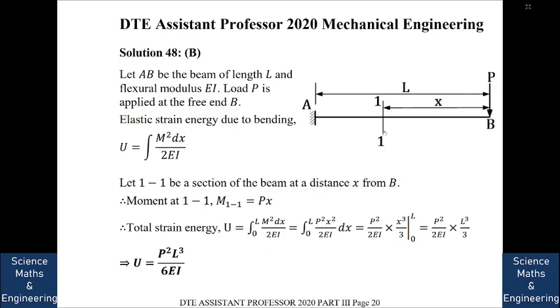Now at this point 1 the bending moment is how much? P into x, right? So total strain energy U would be equal to how much? Integration of 0 to L M square dx divided by 2EI. Now M square is P square x square. So P square x square divided by 2EI into dx. So P square by 2EI is constant. So it becomes x cube by 3, or we get U is equal to P square L cube divided by 6EI. So our total strain energy is P square L cube divided by 6EI.